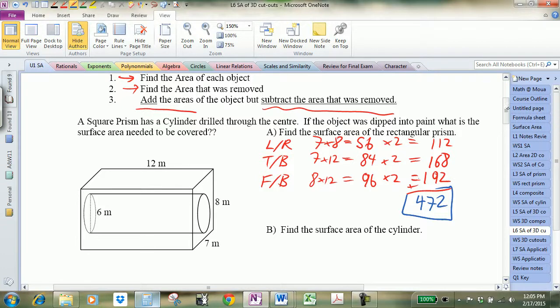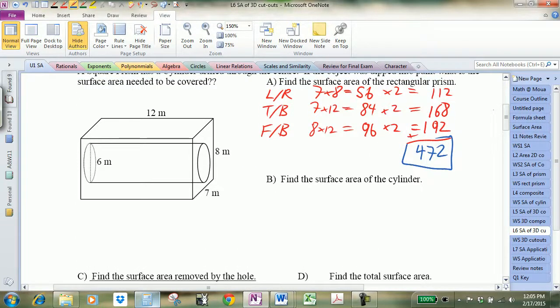Good. Okay, working with the second one, what do we start with? Josh, what's the first thing you should have written down? You're right, SA equals 2 pi r squared plus 2 pi rh. I hope you got that written down. See my point? Thank you.